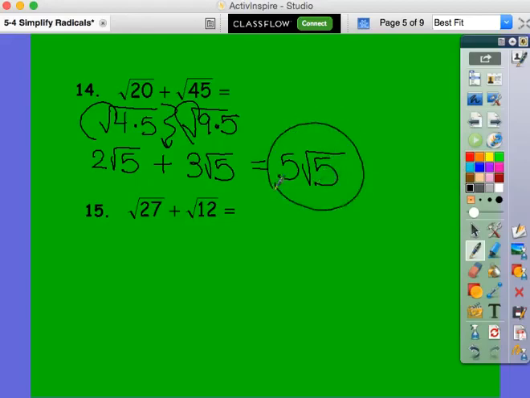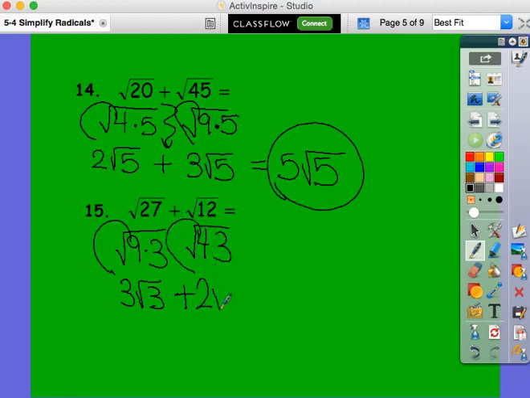Very good. Okay, the next one, square root of 27. 9 times 3. The 9 comes out as a 3, 3 square root of 3. Bring down your plus sign. The 12, 4 times 3. The 4 comes out as a 2, 2 square root of 3. Can you add those together? Yes. 5 square root of 3. Very good.